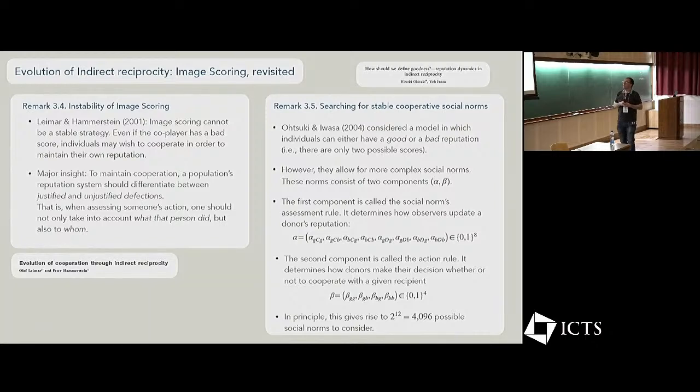So in principle, the first vector has 8 components and 2 possibilities for each component. The second vector has 4 components and 2 possibilities. So in total, there are 4,096 possible social norms to consider.